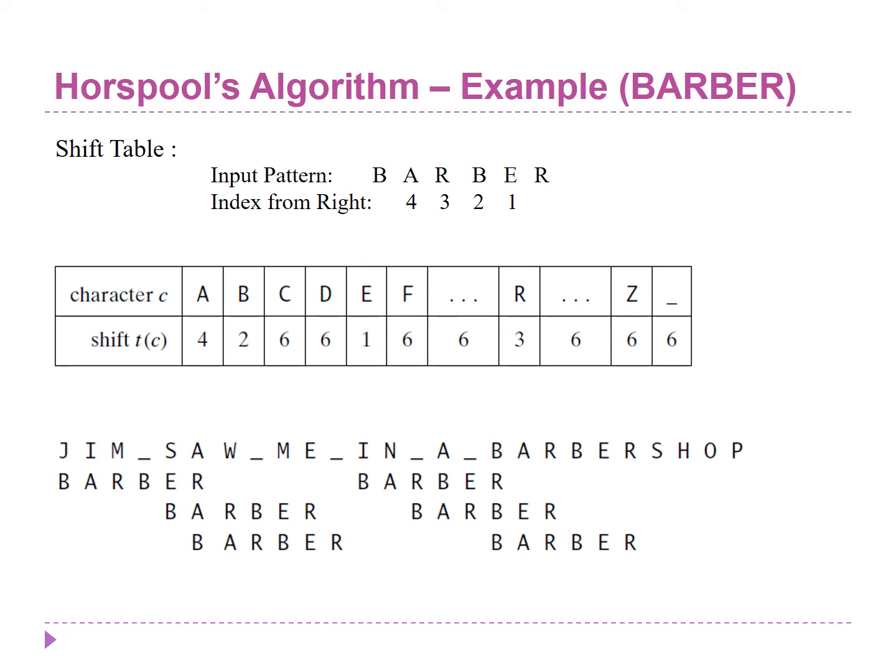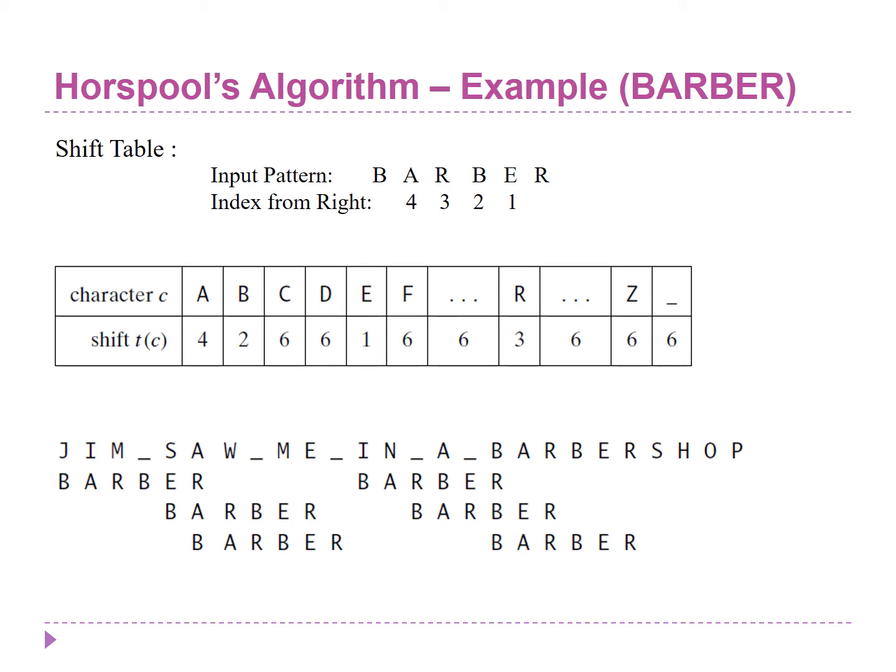For example, for the input pattern barber, A position is 4 from the rightmost character. R position is 3 from the rightmost character, leaving the last character, that is R. B position is 2 from the rightmost character and E position is 1 from the rightmost character.